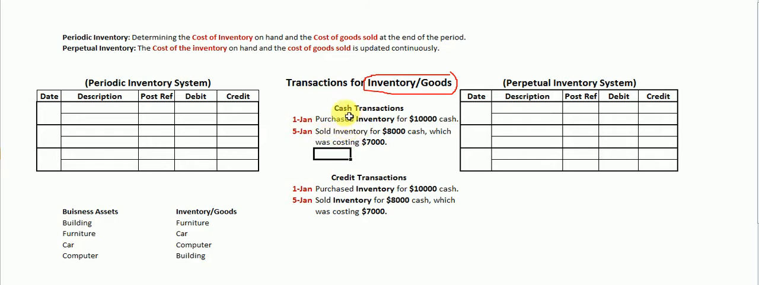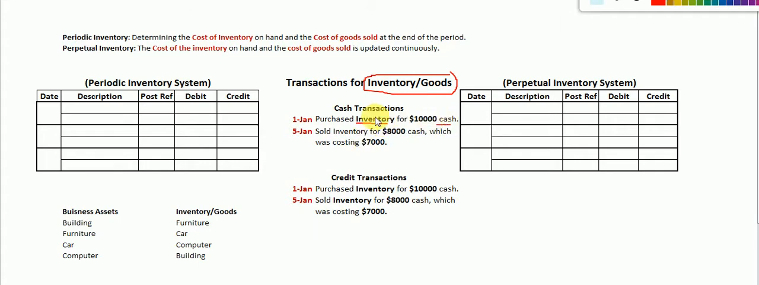So now come here. The transaction: first, on January 1st we purchase inventory for $10,000 cash. Now dear students, look here, what has been purchased here? Inventory. Yes, and you have paid cash for it. It means one asset, the inventory account, is increasing and another, the cash account, is decreasing.